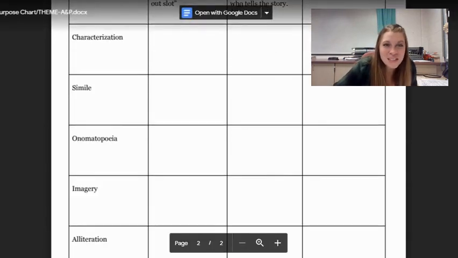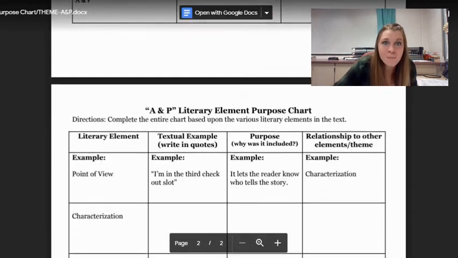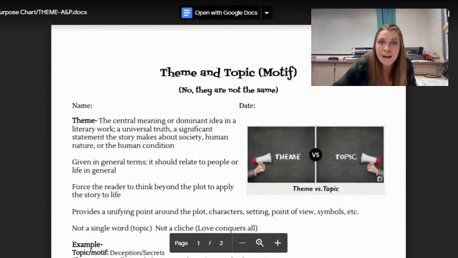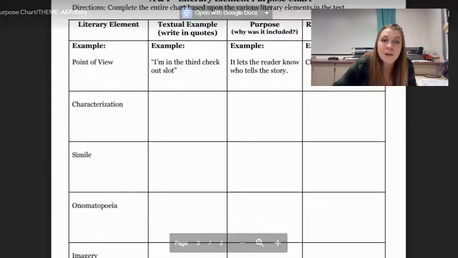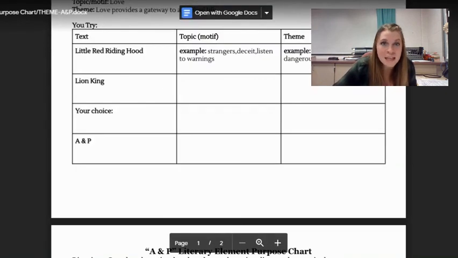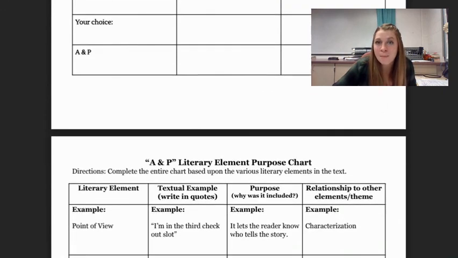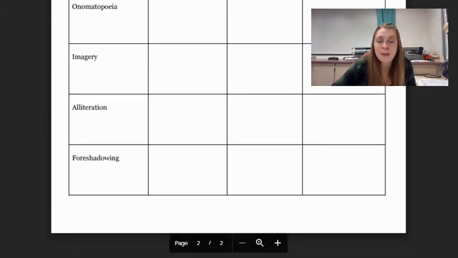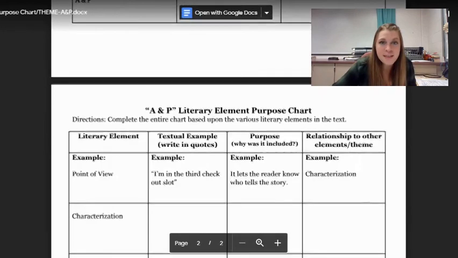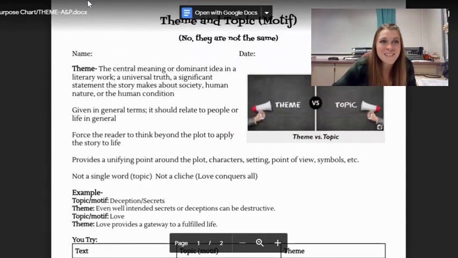So go ahead and fill out the rest of this chart. If you're remote right now, you're going to submit it through Blend. If you're in person and you're just doing this as a check of your understanding, you're going to hand this in on paper in person. Let me know if you have any questions, but that's about it. So good luck.